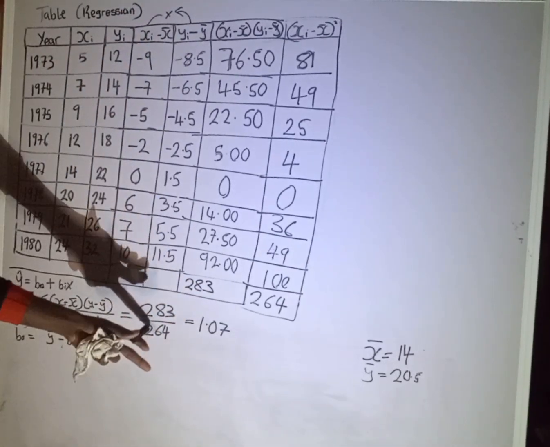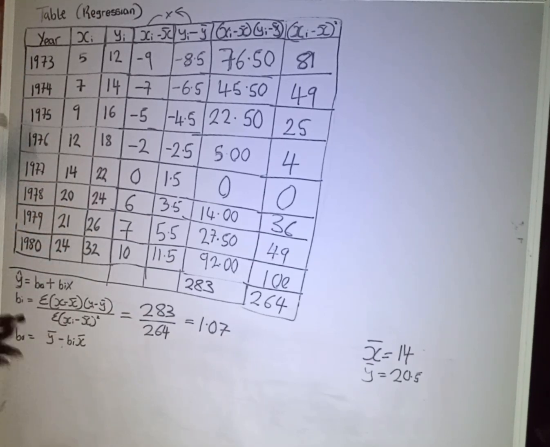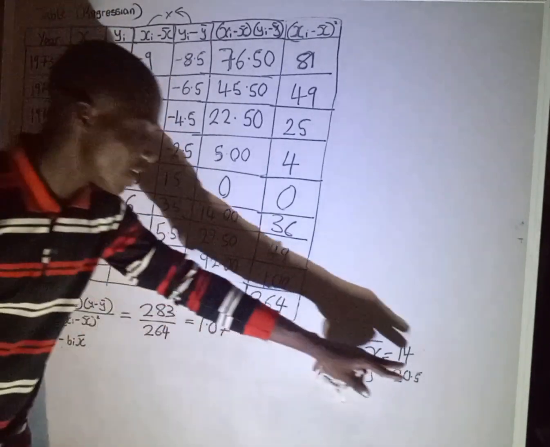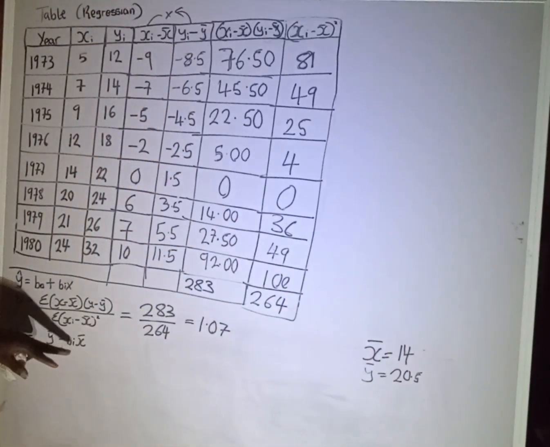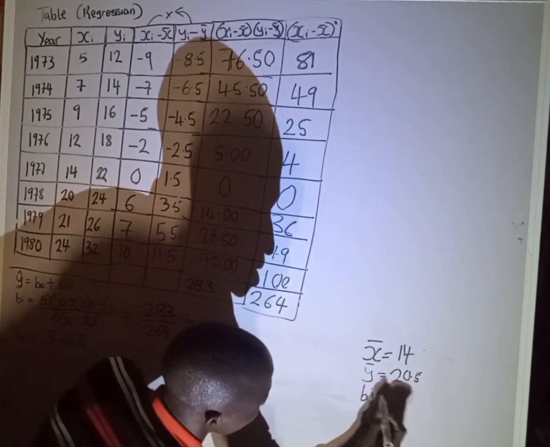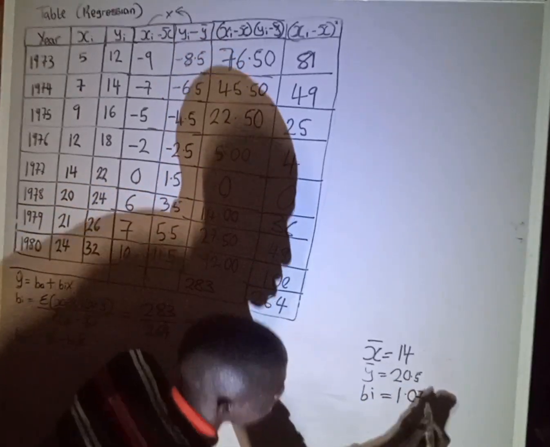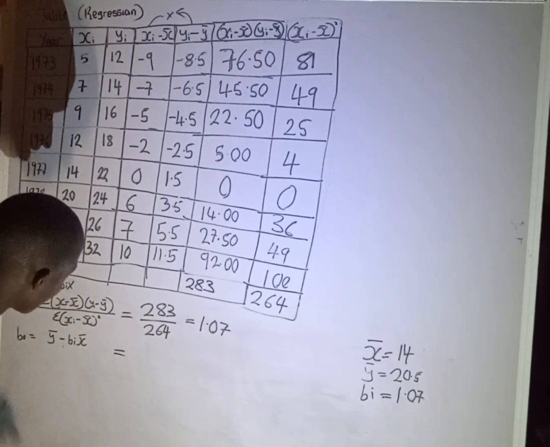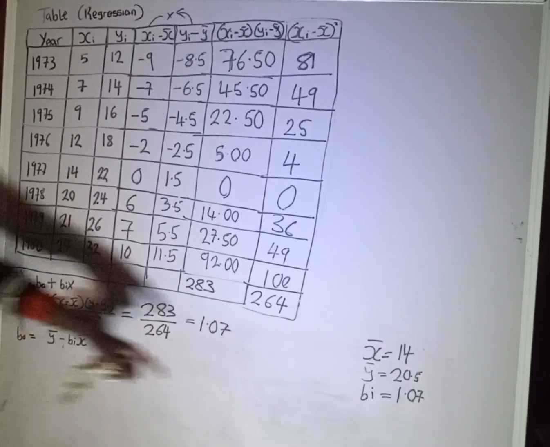So you have known the value of your gradient. We can now proceed to calculate the intercept of the regression equation. Now, if you look at this formula, don't forget that the mean value of y is 20.5 and the mean value of x is 14. And the gradient is b1, which is what I just calculated. Let me put it down here: b1 is equal to 1.07. So the gradient is 1.07. I can proceed to calculate this. I'll just substitute all the parameters in there. The value of mean of y is 20.5.